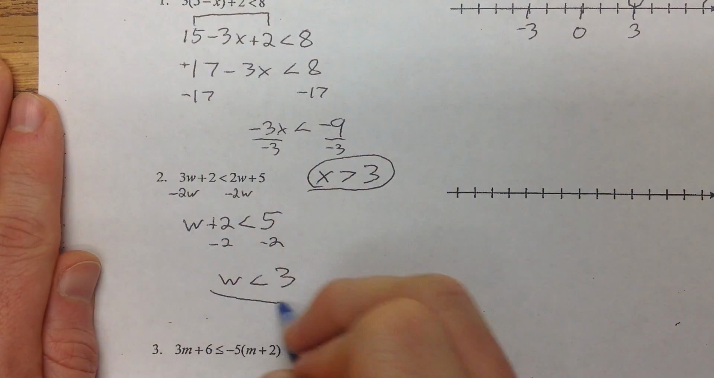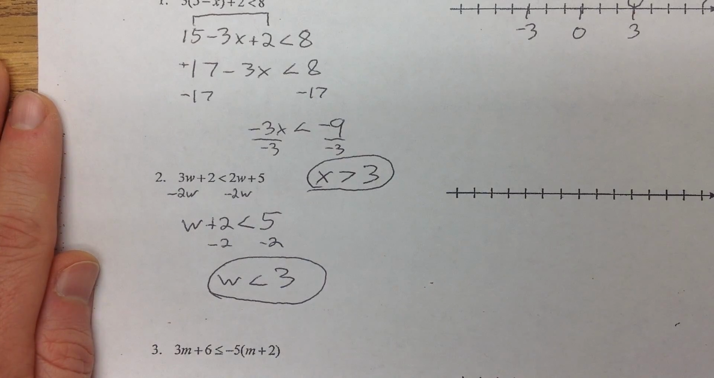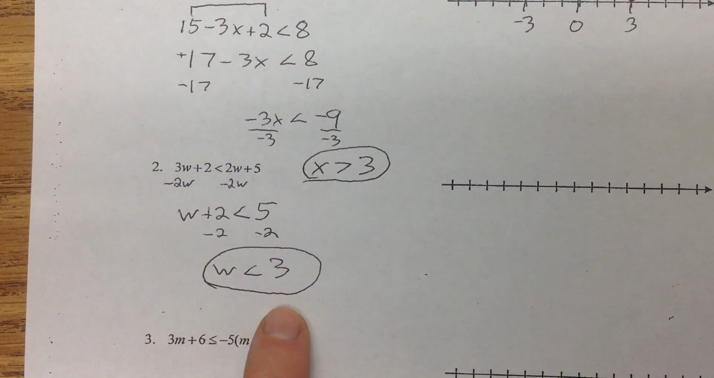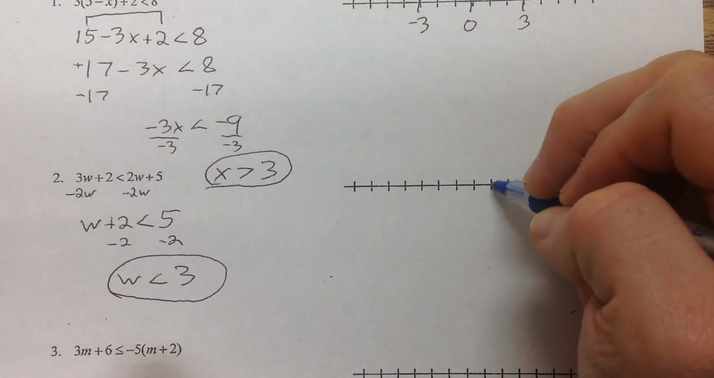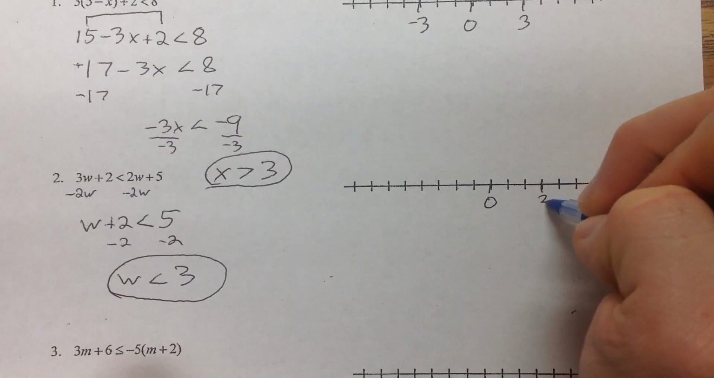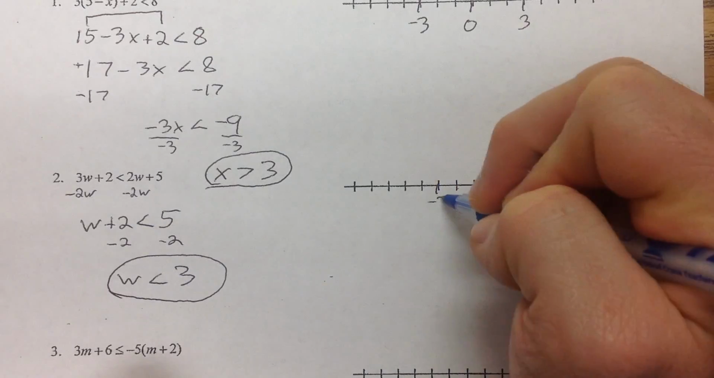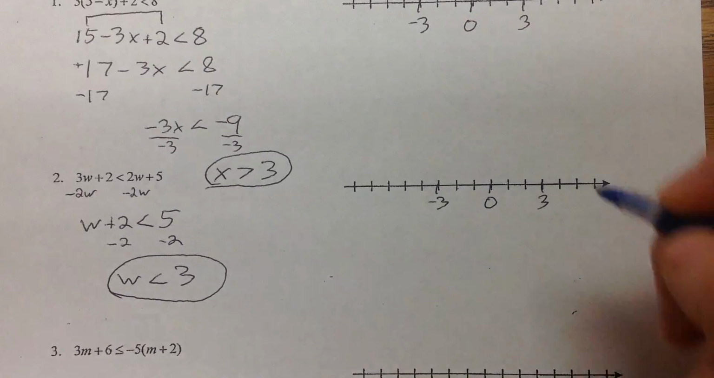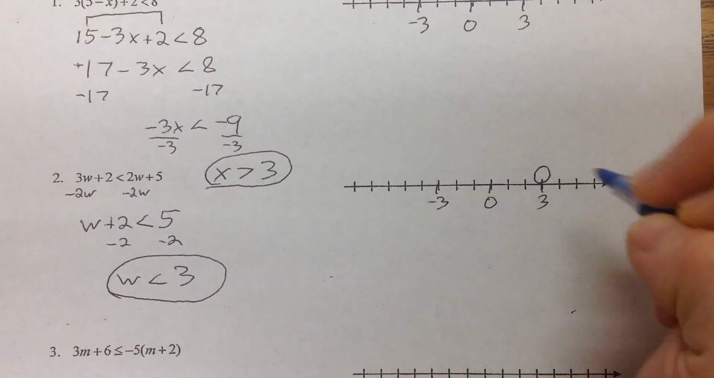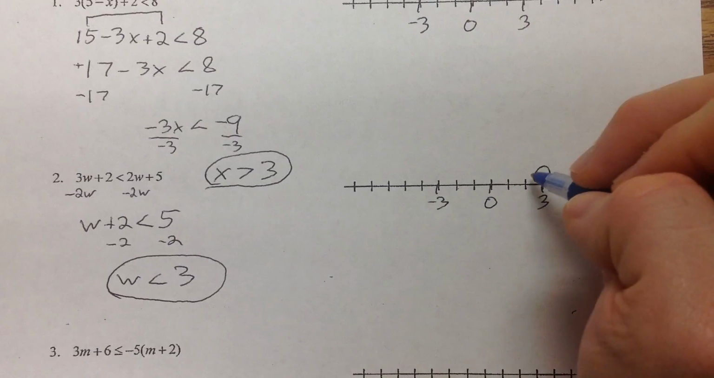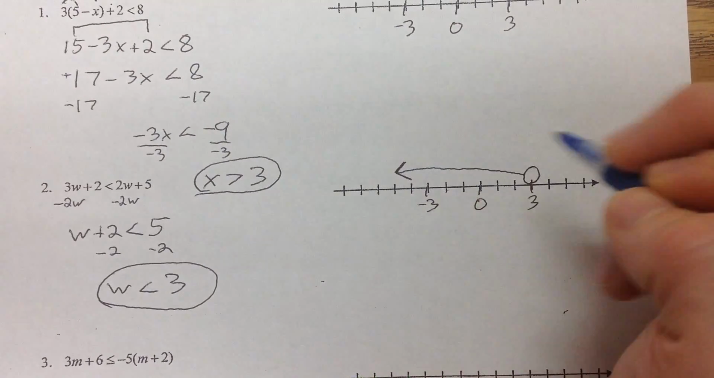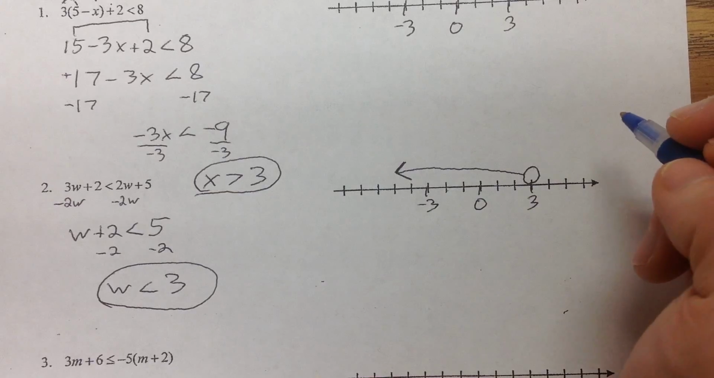All right, so pretty similar to the last one, but slightly different when we look at our final answer, because this was x is greater than 3, and this is w is less than 3. So again, we'll go over here. I'll do a 0, a 3, and a negative 3. And then since w is less than 3, that's going to be the open circle, since there's no equal sign, and then less than would be off to the left this time, because those are all the numbers that are less than, or smaller than, 3.